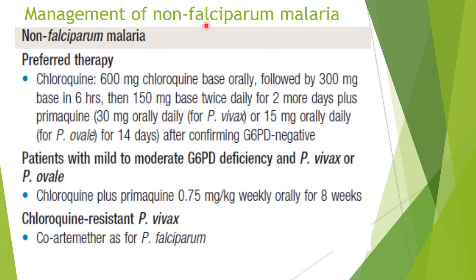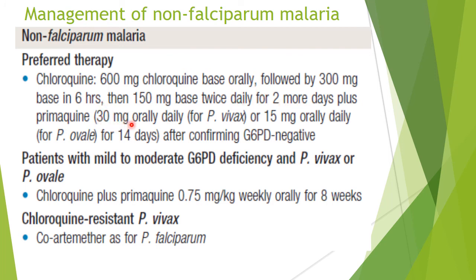So how do we manage non-falciparum malaria? The preferred therapy is chloroquine. 600 mg of chloroquine base orally, followed by 300 mg base in 6 hours, and then 150 mg base twice daily for 2 days. So a single dose of 600 mg chloroquine, then a single dose of 300 mg, then 150 mg twice daily for 2 days, plus primaquine.